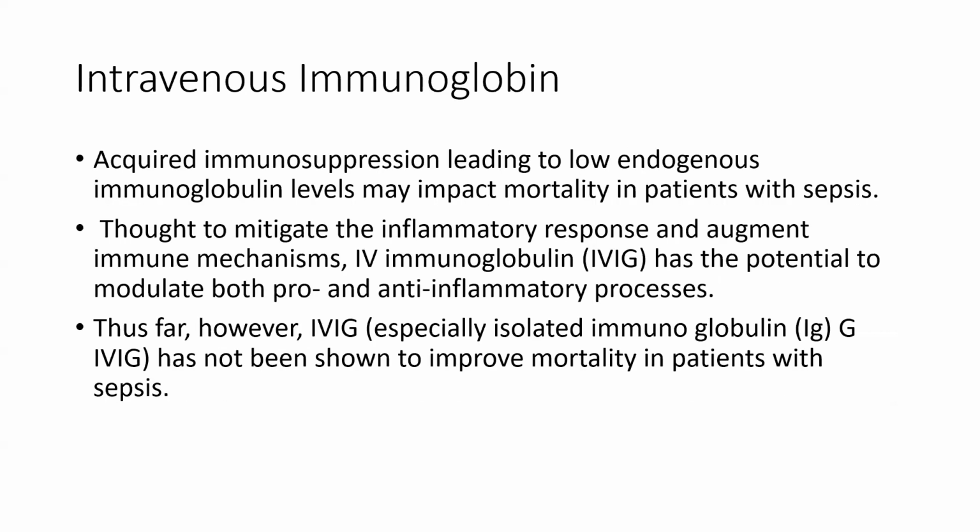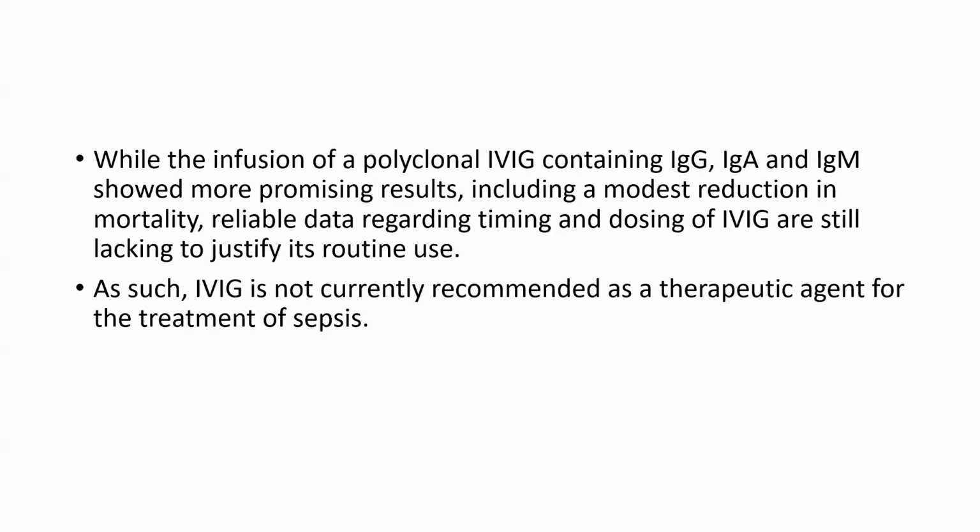About intravenous immunoglobulin. Acquired immunosuppression leading to low endogenous immunoglobulin levels may impact mortality in patients with sepsis. Thought to mitigate the inflammatory response and augment immune mechanisms, IV immunoglobulin has the potential to modulate both pro- and anti-inflammatory processes. Thus far, intravenous immunoglobulin has not been shown to improve mortality in patients with sepsis.